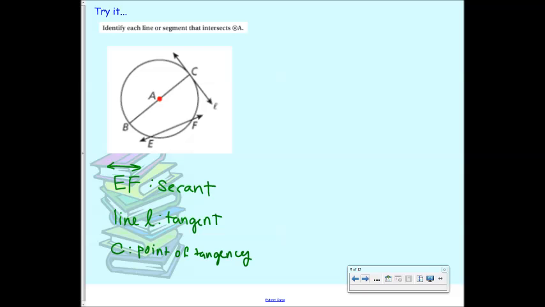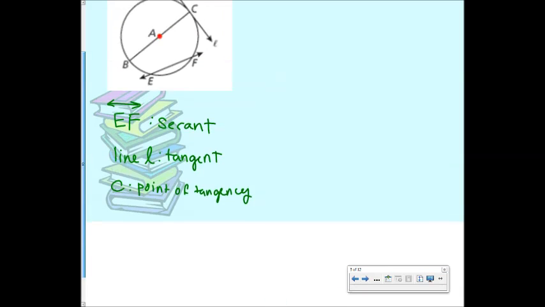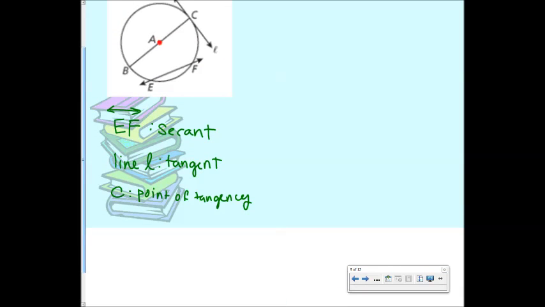All right, and then last but not least, what's our last thing? BC, which is a chord because it's a segment. And since it goes through the center, more specifically, that chord is actually the what? Diameter. Does it have to be a diameter to be a chord? No. Okay, this one just happens to be, because it goes right through the middle.